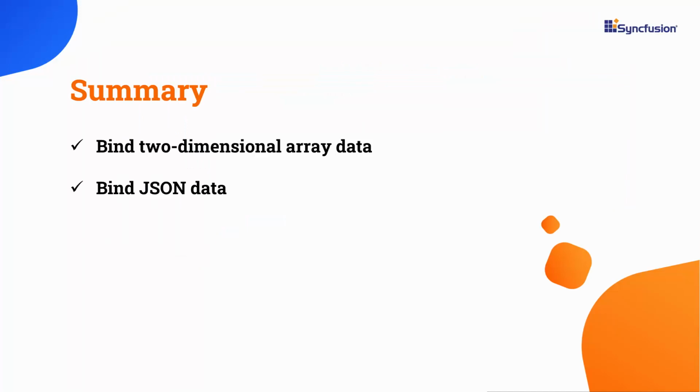In this video, you have seen how to bind an array and JSON data to the heat map chart component, using the cell binding and row binding methods.